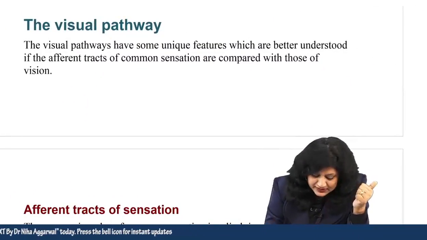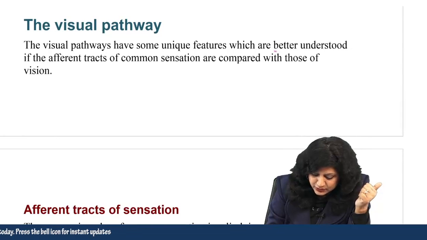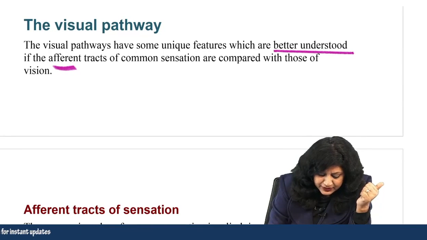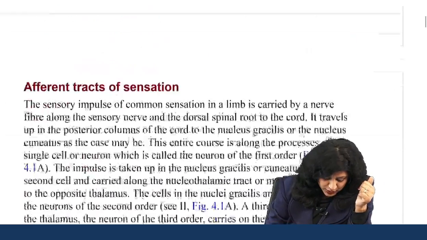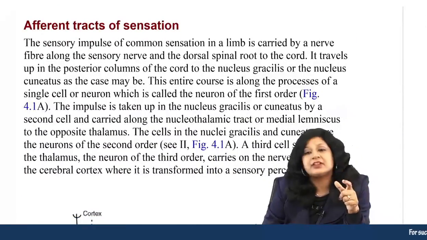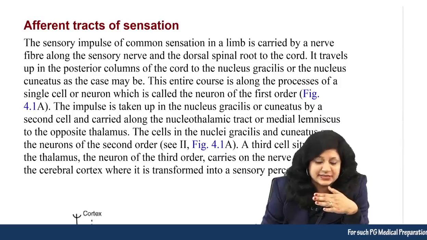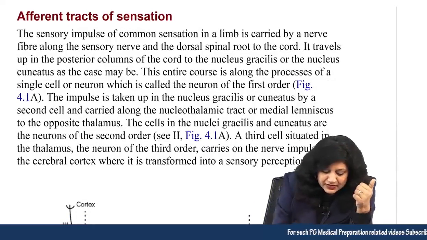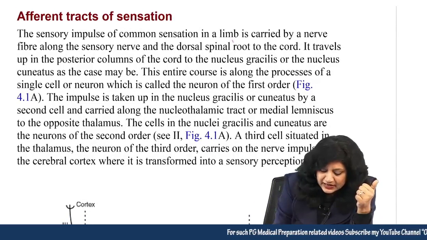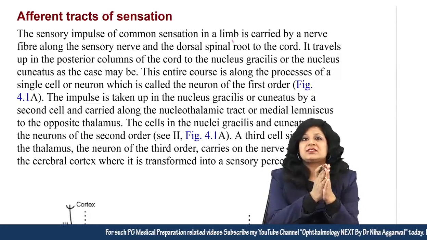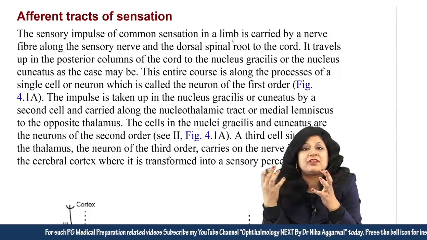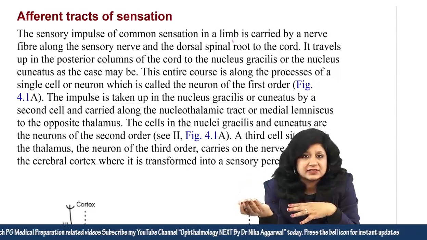Visual pathways have some unique features which are better understood if the afferent tracts of the common sensation are compared with the vision. So let's start with the afferent tracts of the sensation. The sensory impulse of common sensation in a limb. Now they are actually trying to compare this same pathway in a limb, and then we will see the similarities with what happens in the case of our eye.